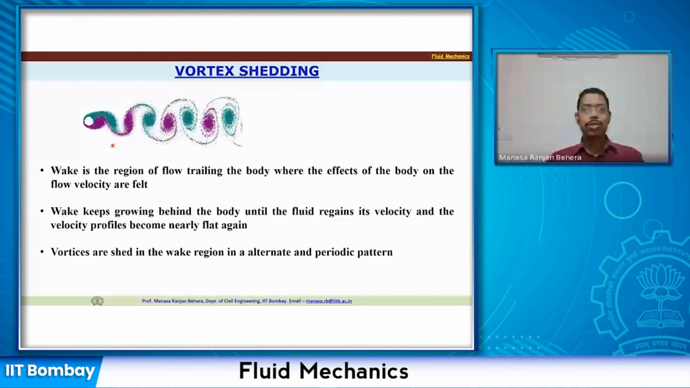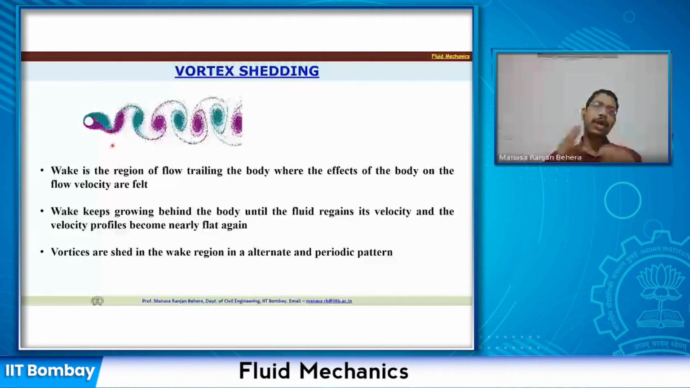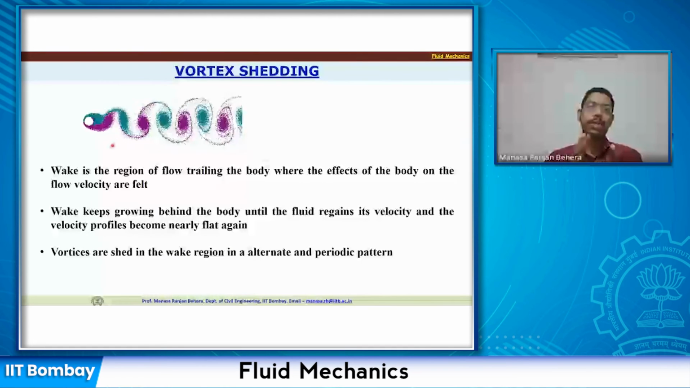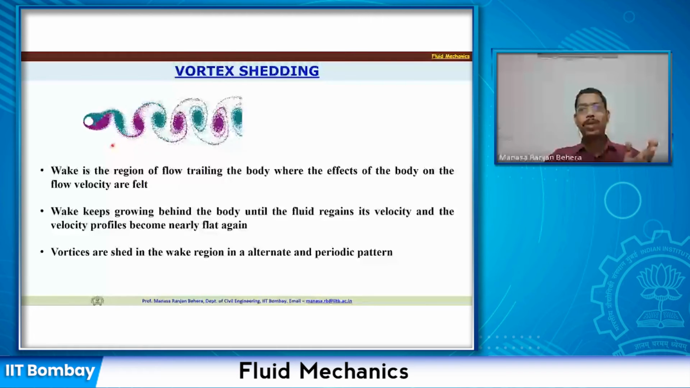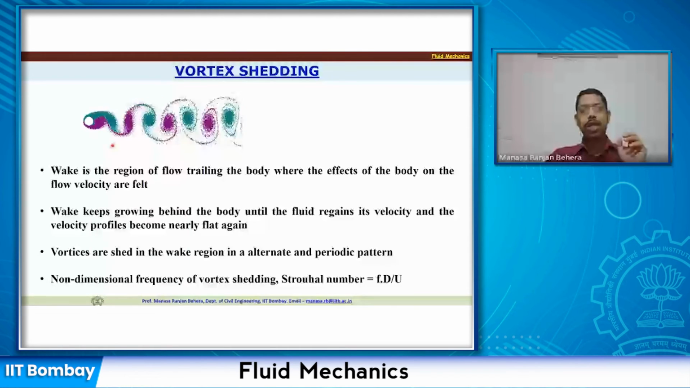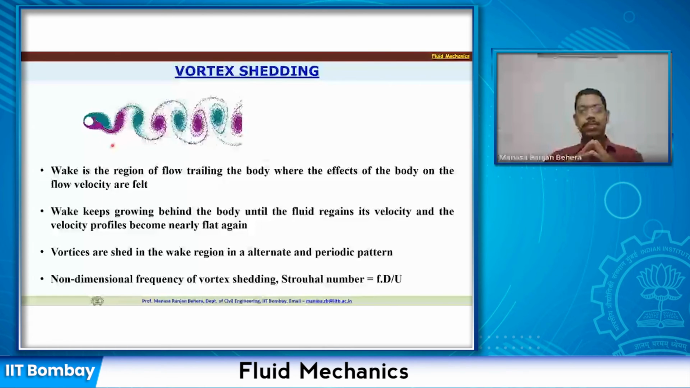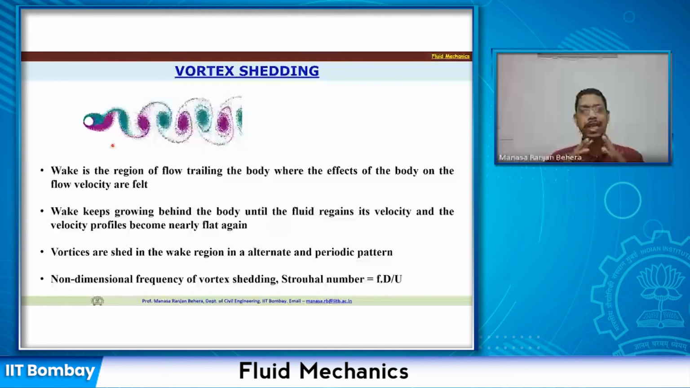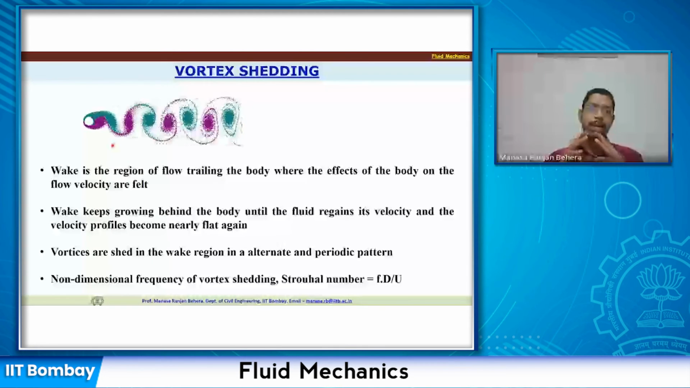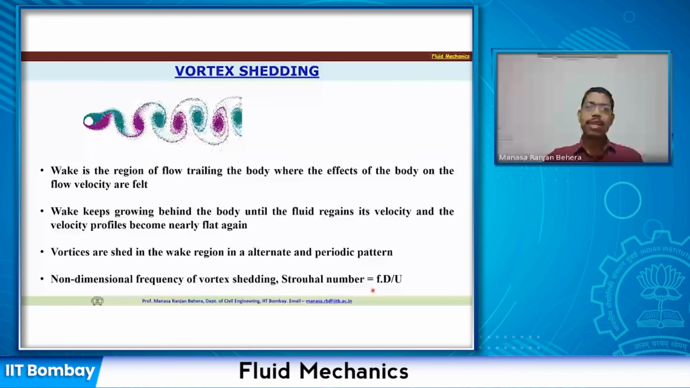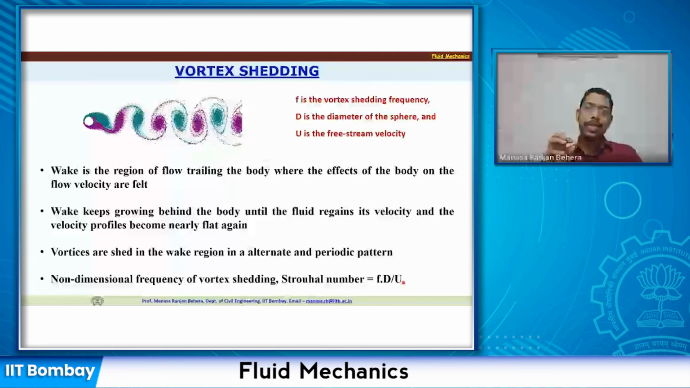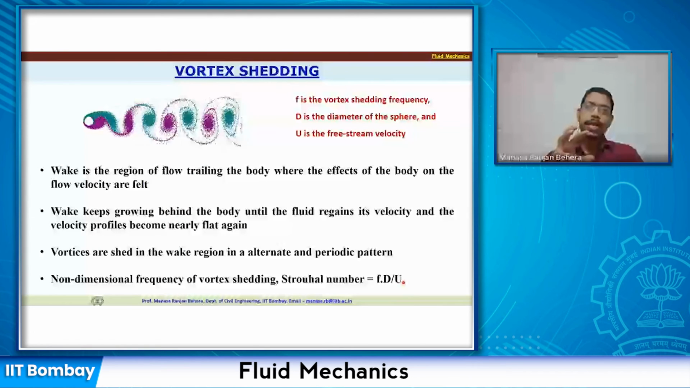Now the vortices that are generated in the wake region are, as you can see, in an alternate manner. So this pattern is periodic. From that we have derived a non-dimensional frequency of the vortices. The non-dimensional frequency of vortex shedding is called the Strouhal number. The Strouhal number is equal to fd by u, where f is the vortex shedding frequency, d is the diameter of the sphere, and u is the free stream velocity.